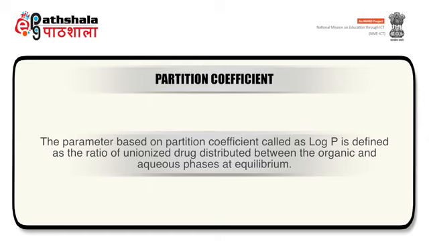The parameter based on partition coefficient, called log P, is defined as the ratio of unionized drug distributed between the organic and aqueous phase at equilibrium.